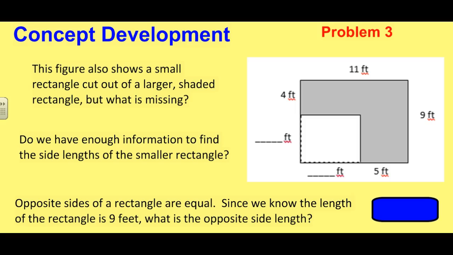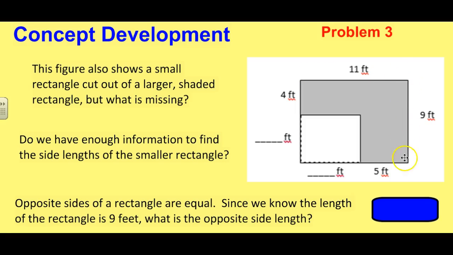Okay, moving on to a different type of problem now. This figure shows the same thing. We still have a large rectangle, but we're having to take out this white part of the rectangle just to figure out what the shaded part is. But we have some things missing right here and right here. So we're going to have to figure out what are these side lengths to be able to know how large this rectangle is.